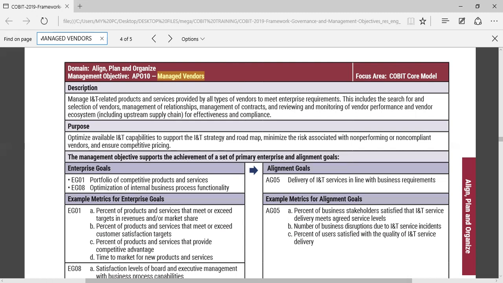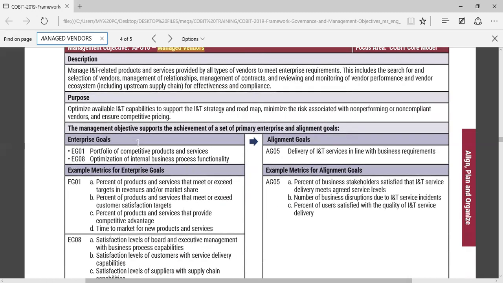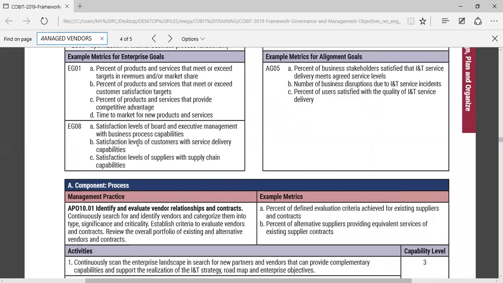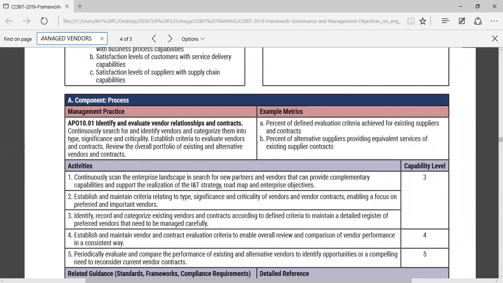So you are able to minimize vendor risk, optimize your I&T, information and technology capabilities, and drive your I&T strategy to enable the fulfillment of your business objectives. In subsequent videos, I'll be talking about enterprise goals and alignment goals. But for now, let me jump to the components of a governance system, and how we can use them to manage vendors.